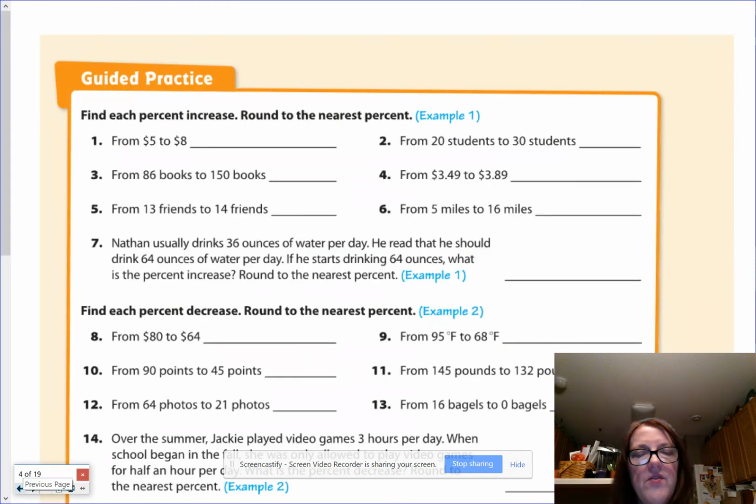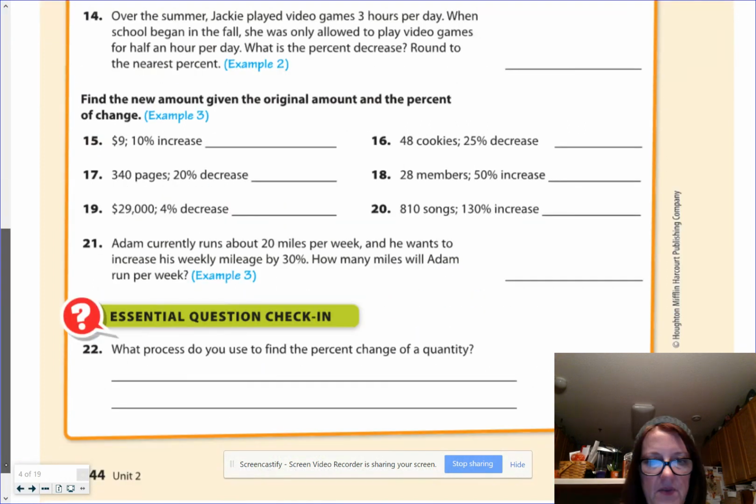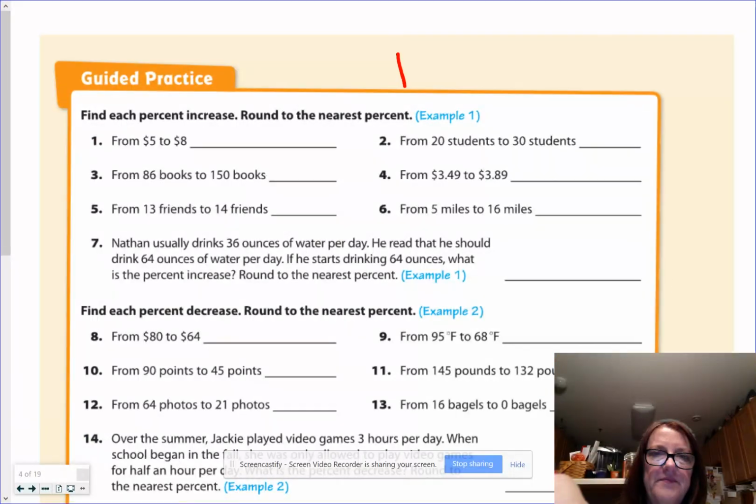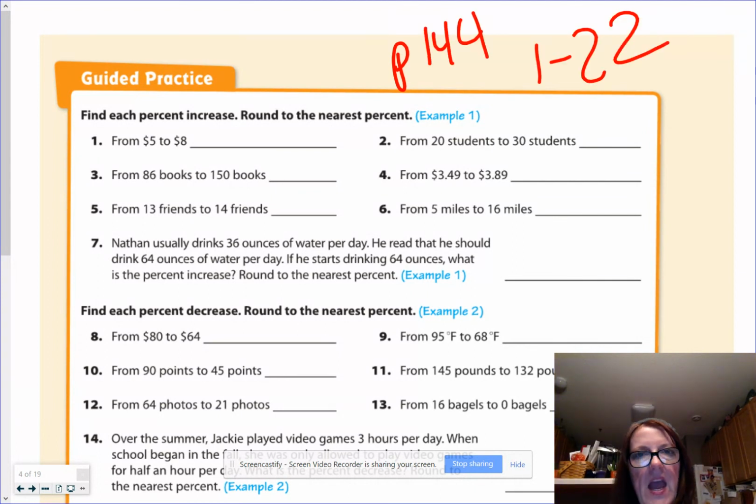Alrighty, here you go. So this is page 144. And I want you to do 1 to 22. And what I specifically want you to do on these first ones, remember to find the percent of increase or decrease, you have to make a fraction. You have to say how much did it go up from 5 to 8. It went up 3, and I started at 5. Take 3/5, turn it into a decimal if you want to, and go right to percent then. And this would be 60%.